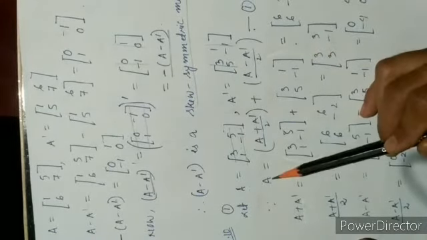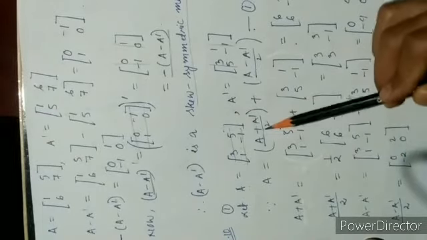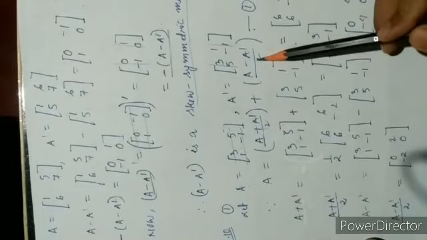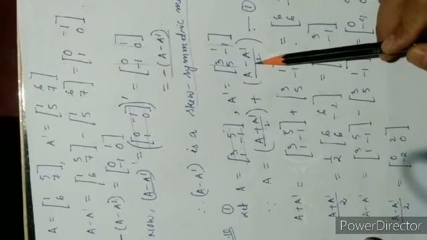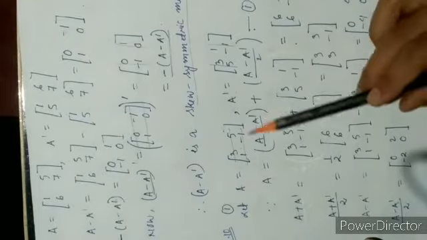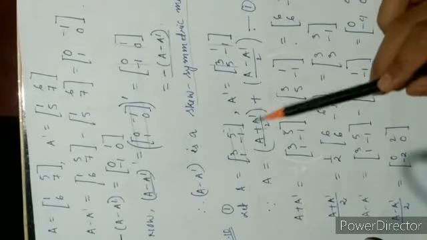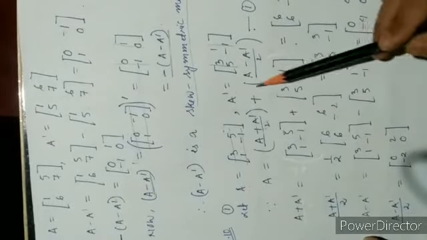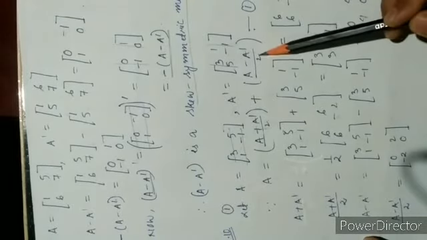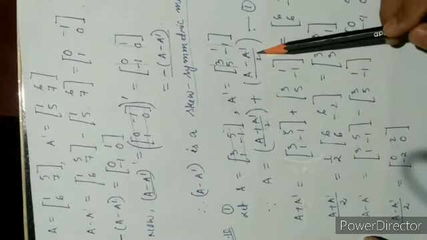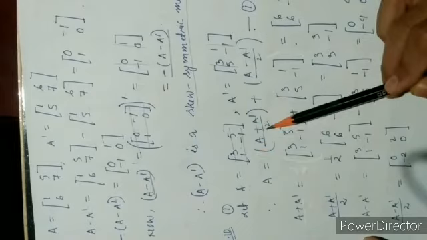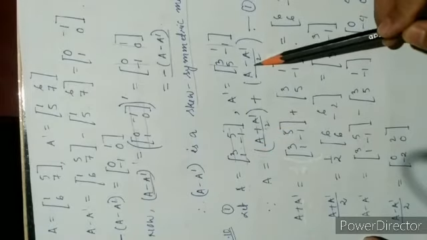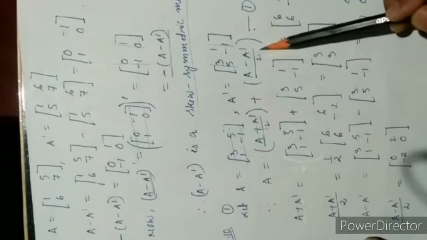Since any matrix A can be expressed as the sum of a symmetric and a skew symmetric matrix, the symmetric part of matrix A is given by A plus A dash by 2 and the skew symmetric part is given by A minus A dash by 2. See the theorem: this is the symmetric part and this is the skew symmetric part. Then we need to find the value of the expression A plus A dash by 2 and the value of A minus A dash by 2.